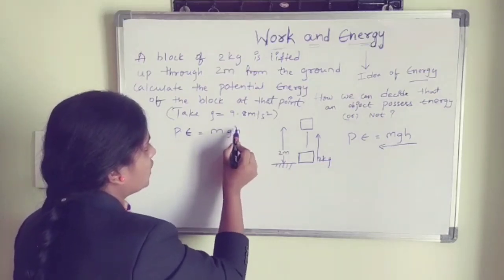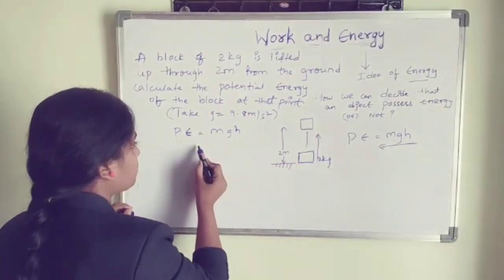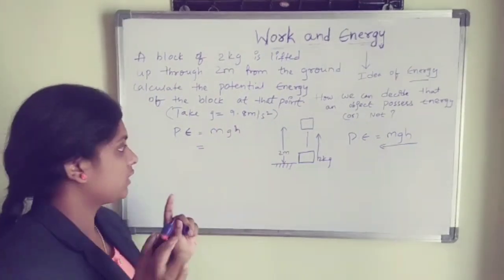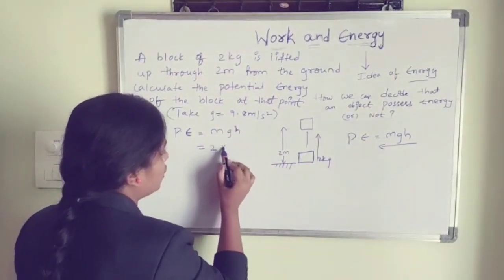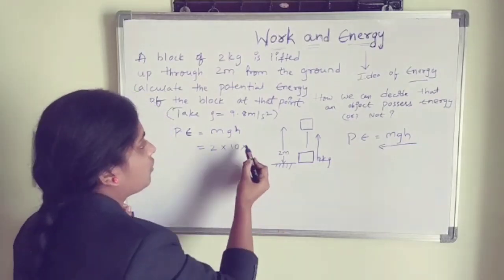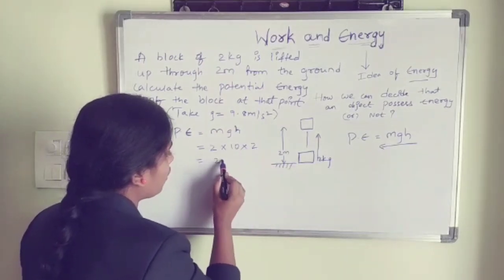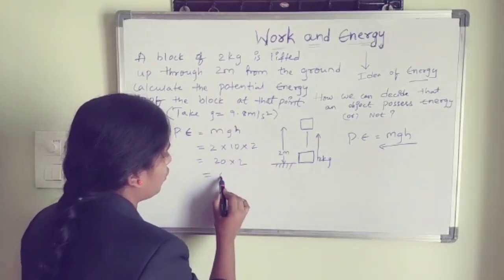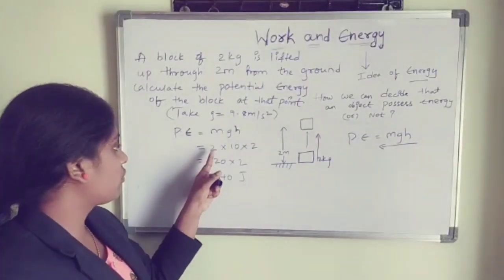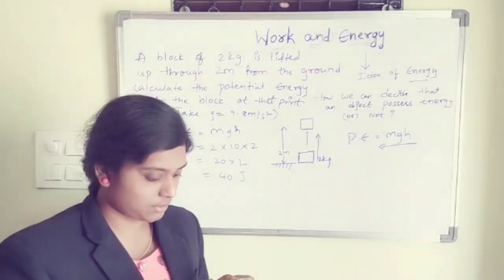Potential energy equal to mgh, we just derived this. Mass 2, acceleration due to gravity g equal to 9.8, but we take the value 10, and height 2. We have to substitute the values. We will get the value 40 joules.